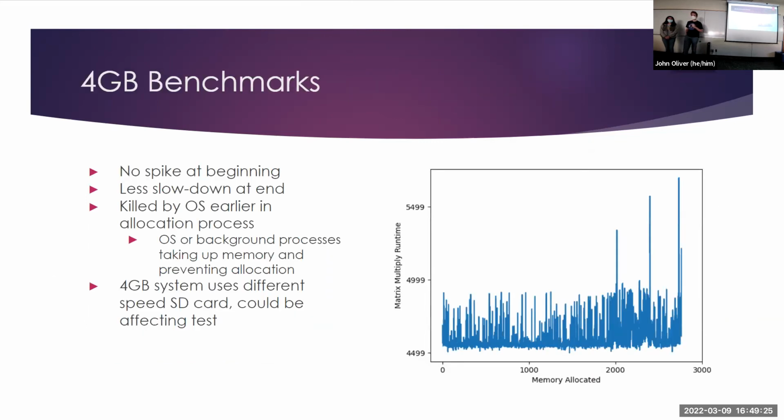And another strange thing that we ran into with this test is that there wasn't any spike at the beginning on any of our runs. So despite using the same matrix size and the same code, it didn't have the same performance hit on the first run, which is kind of interesting. We thought that maybe the differences in the system might be due to different SD card speeds, but we're not exactly sure what that might be doing.